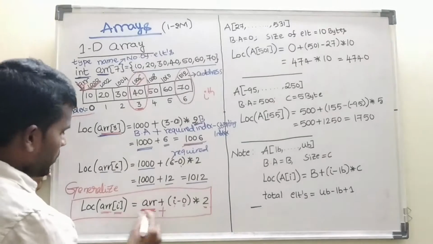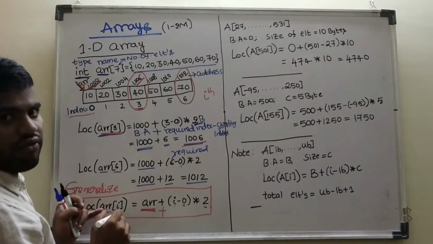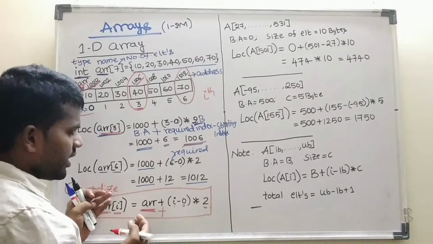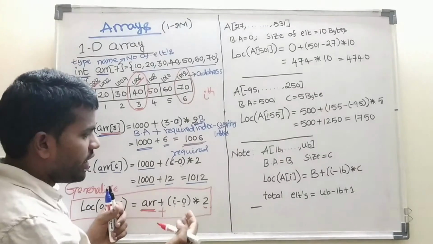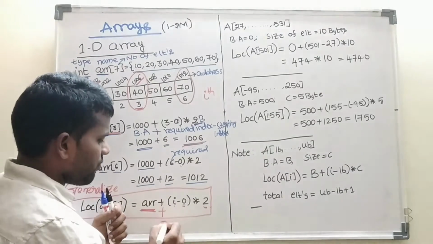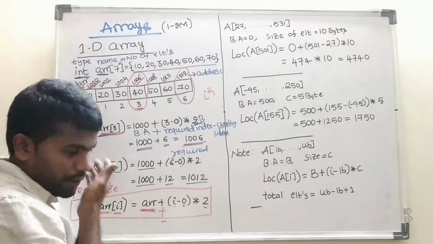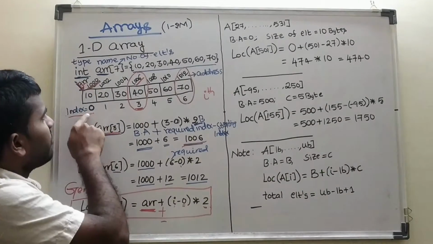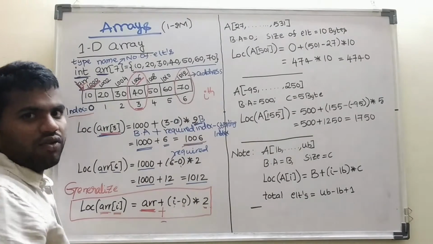This is 2. So our generalized form is: the location of some element I of the array is located at array plus (I minus 0) into 2. It is the generalized form. So we will look into other examples of how they are used. Here we have taken 0, but we will see other parameters and how they are used.